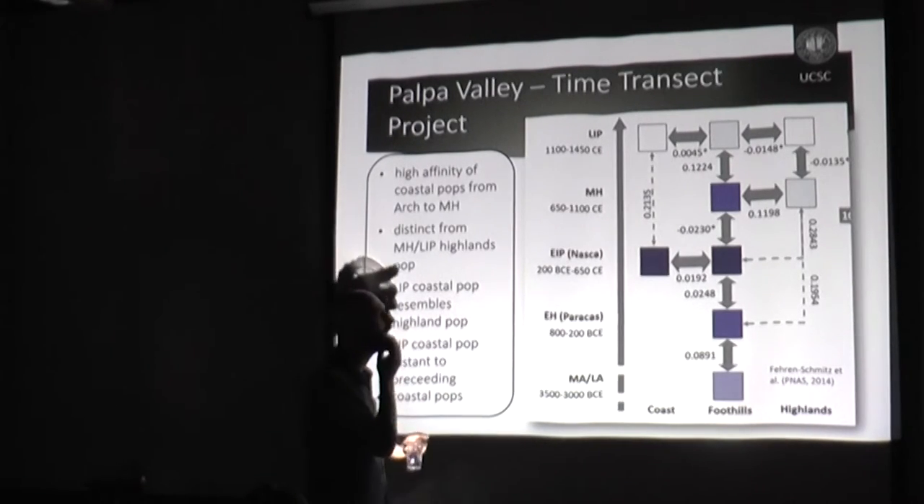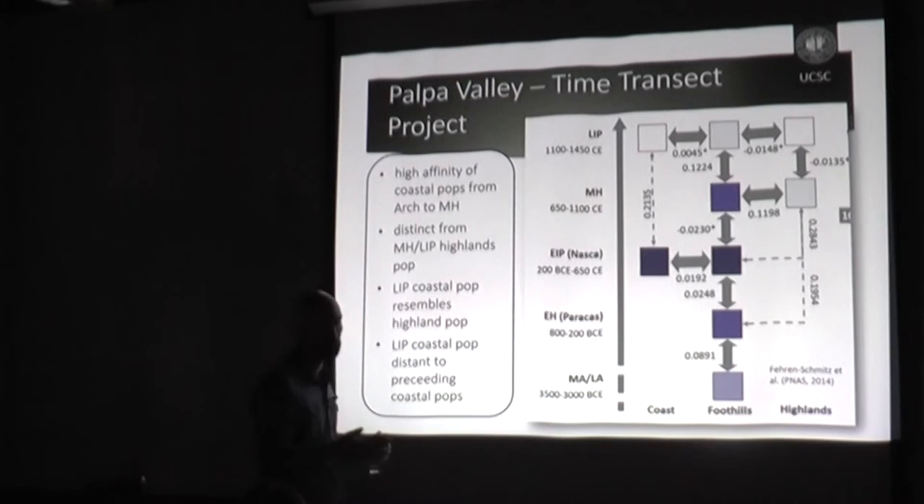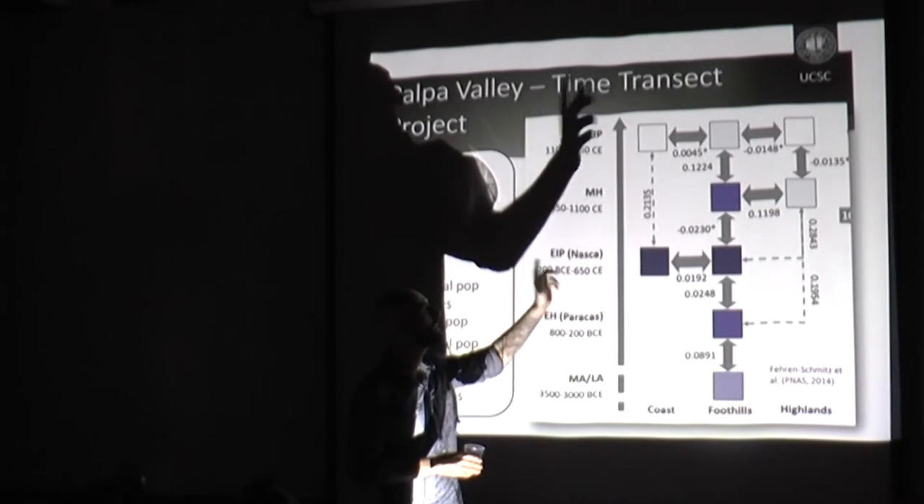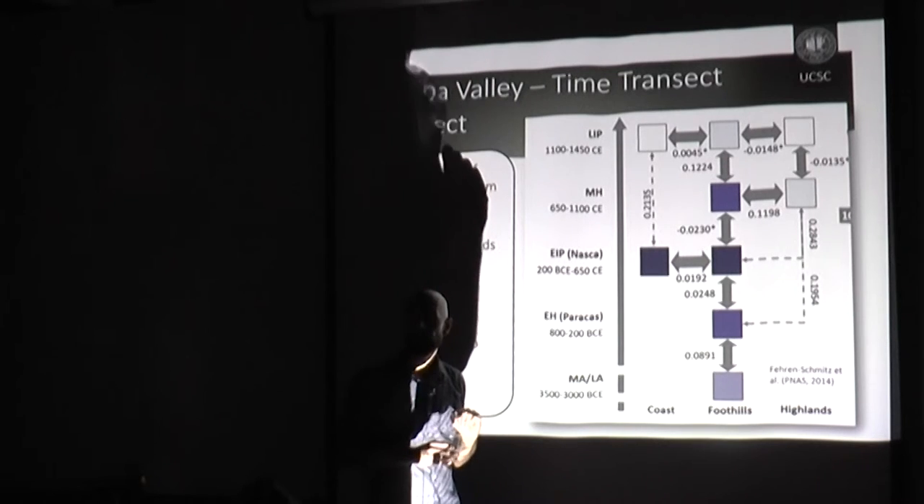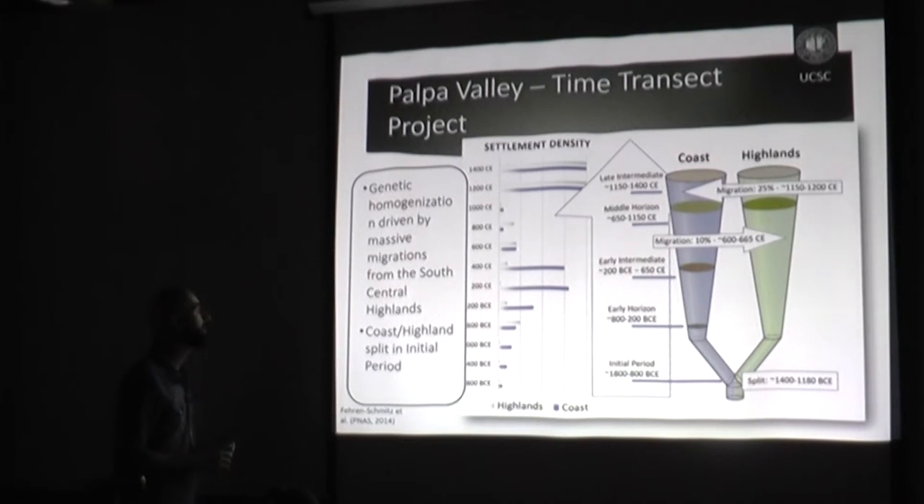And the other thing when we look at the highlands is that the coastal populations are quite distant from the highland populations, even though we talk about a geographic distance of 50 miles, but going up 3,000 to 4,000 meters into the upper valleys. And then in the late intermediate period, there is no genetic distance between the highlands and the coast anymore, suggesting that maybe a major migration or population replacement might have happened from the highlands to the coast. So we modeled a little bit around and took our climate data and the settlement density data.